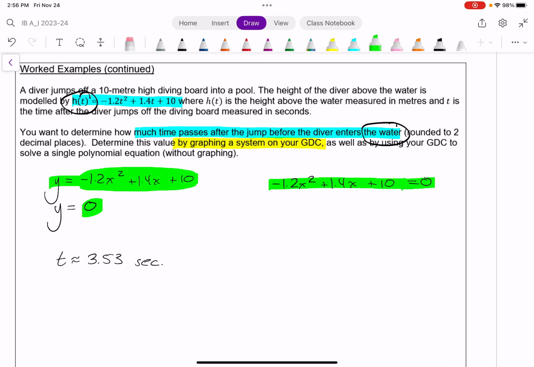And so my solutions for x are the same as the zeros or the x-intercepts, and it's just like the last question. In the exact same way I found the x-intercepts for that fourth degree polynomial before, I can find the x-intercepts here. And again, I'll get two of them. One of them I don't need. It's a negative value of, again, -2.36. But in the context of this question, I don't need it. All I need is the positive one, 3.53 seconds.